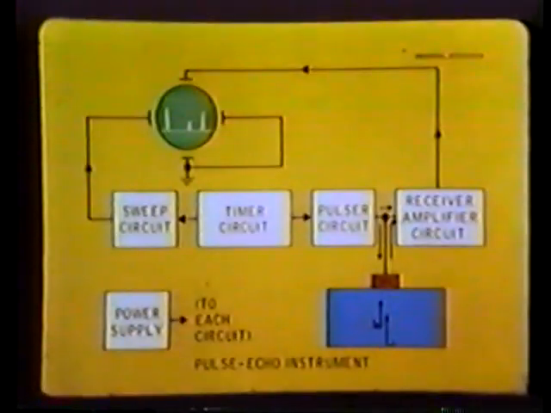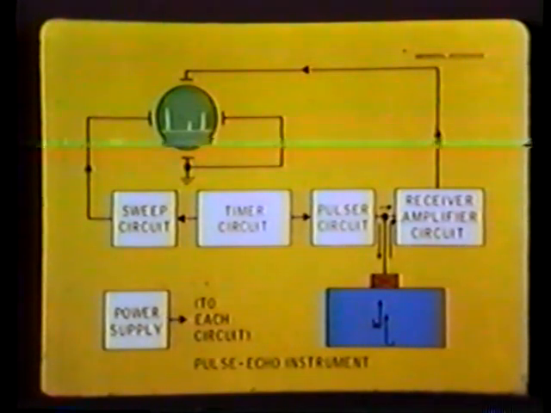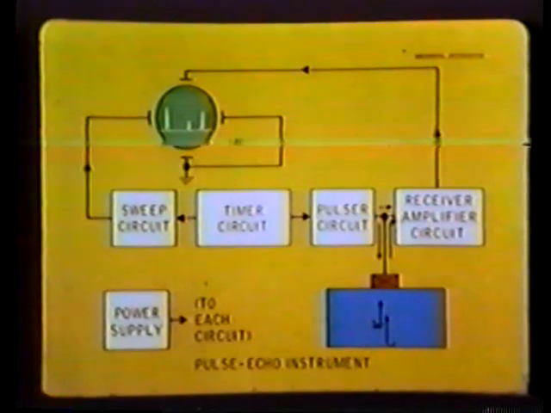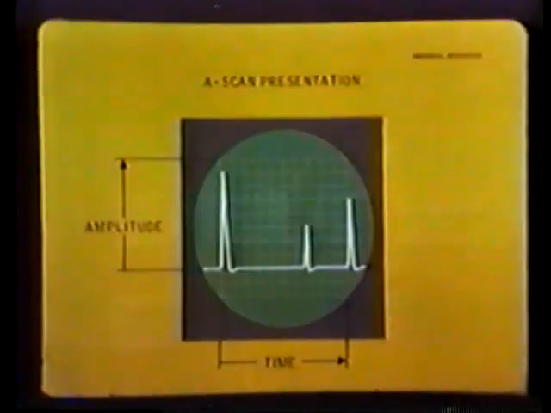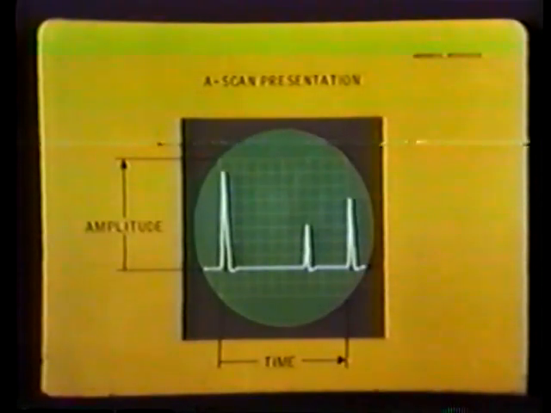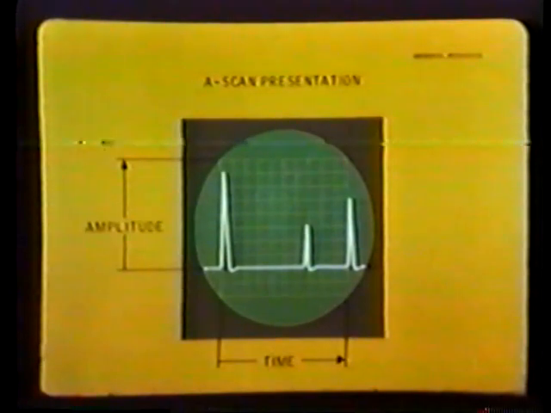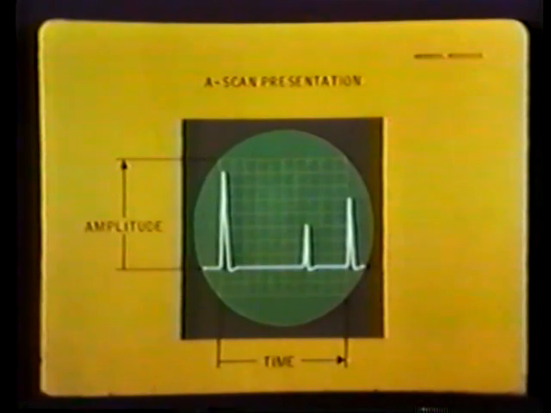Specimen reflections, or echoes, are converted back to electrical energy by the transducer, amplified by the receiver amplifier, and applied to the vertical deflection plates of the CRT. The resulting display is called an A-scan presentation. The height of each pip indicates reflected energy amplitude. Their position on the baseline is a measure of time.